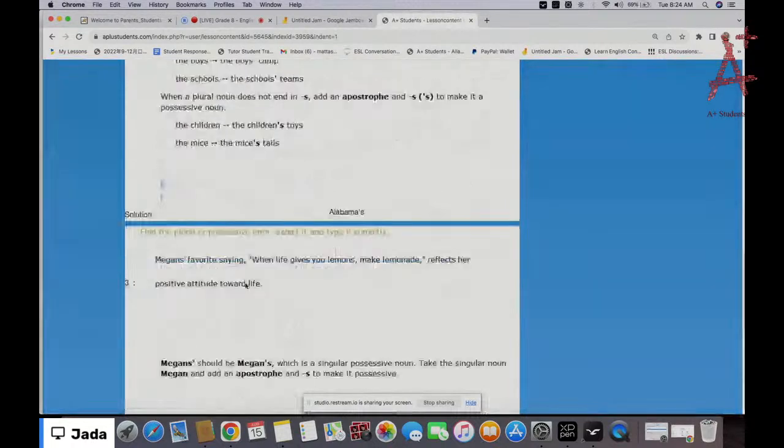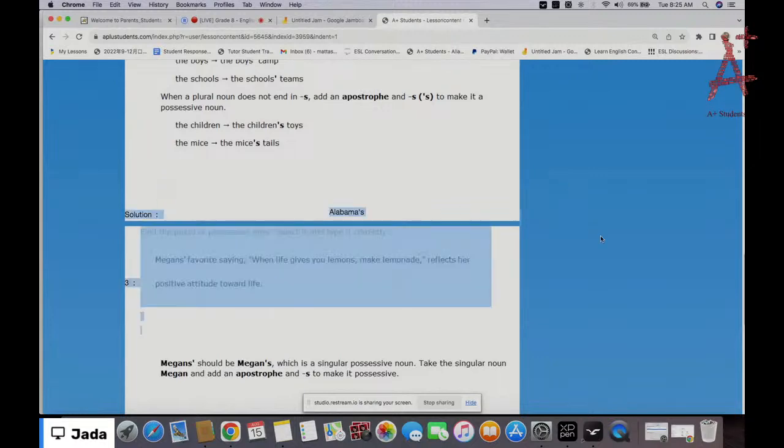Mega's favorite saying, "When life gives you lemons, make lemonade," reflects her positive attitude towards life. Mega's is singular, one person. Remember that you only leave it with just the apostrophe when it's plural, after the s. But as long as it's singular, talking about one person, you put the apostrophe inside, and then the s is going to be after that.